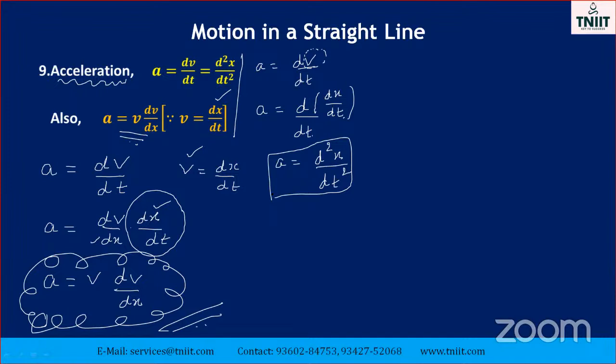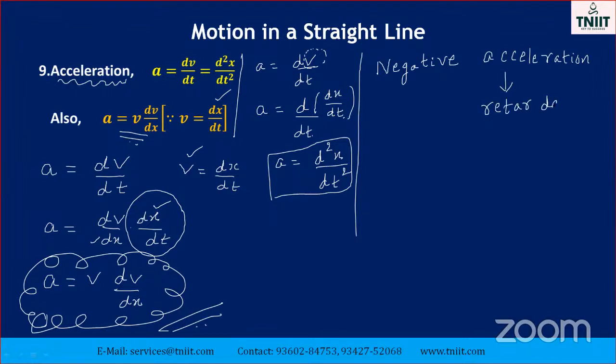Students, there is one more acceleration you can notice, that is negative acceleration. Suppose the final speed is less than the initial speed, then you will come to know the acceleration as negative. That negative acceleration, we call it a retardation. What is that negative acceleration called? Retardation.